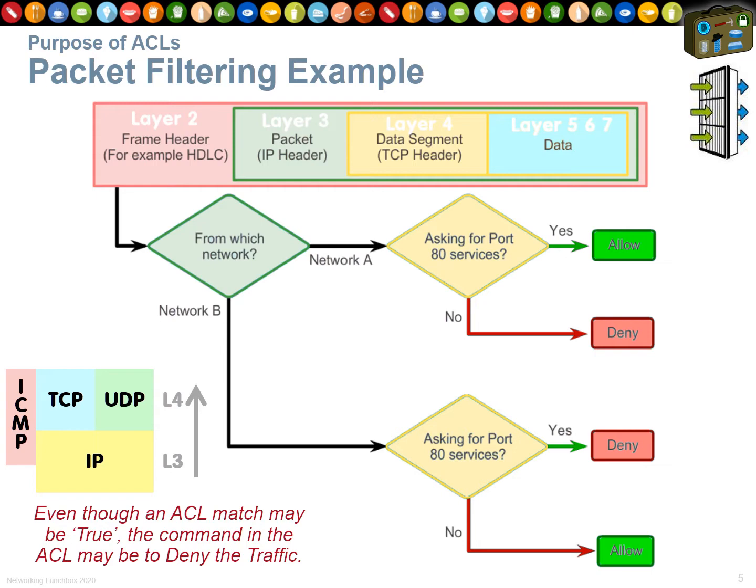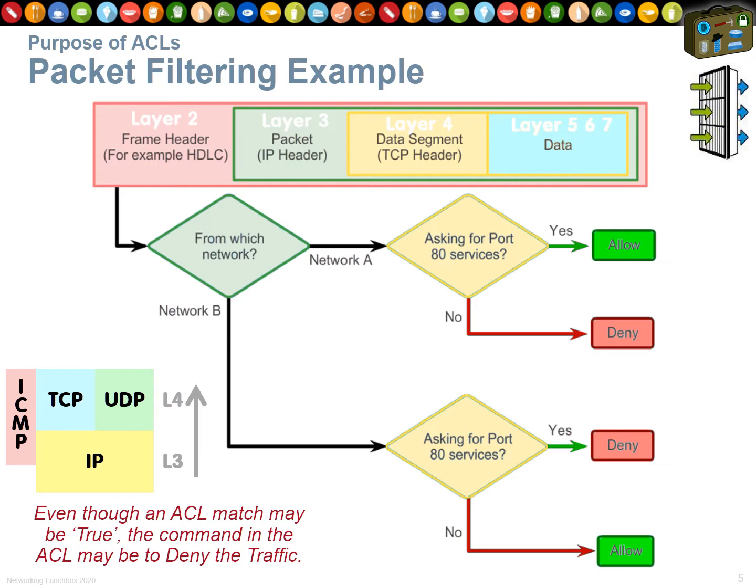But if you're coming from network B, we have another policy that says if you're coming from network B and you're using port 80, then we want to deny that traffic. And all other ports are allowed through. So think about when you're making your access lists, even though a match might match the policy you've written, the action of that match may be to actually deny the traffic. So you write some policies to allow some traffic and you write policies to deny traffic.